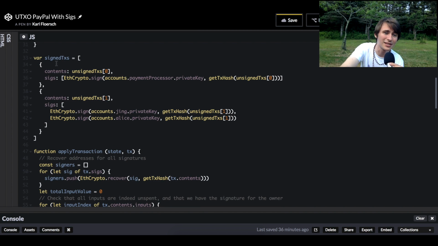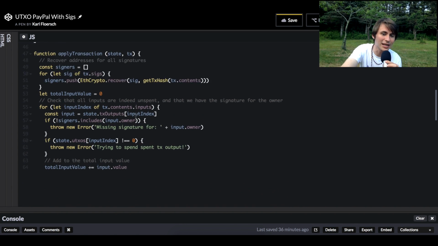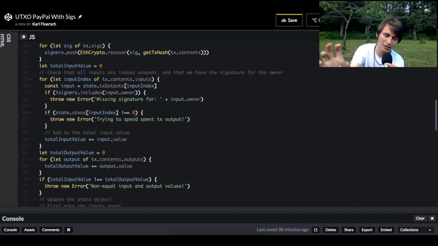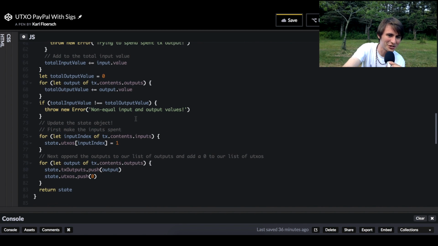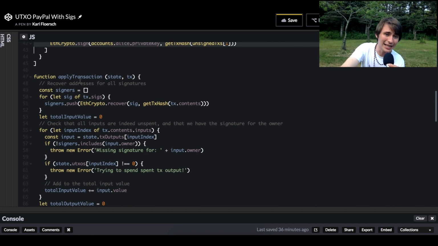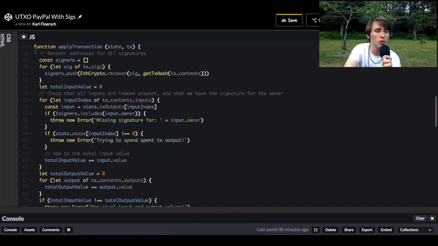And so if you look at this signed transactions list, we can notice that there's first the unsigned transaction number 1, there's just 1 signature. But for unsigned transaction number 2, there were 2 signatures. Jing and Alice were both agreeing to send their money to the payment processor. In our UTXO video, we saw that Jing and Alice were sending their money to the Build a Better Future Foundation. So now, in this apply transaction function, first we're going to recover all of the signers, and then we're going to add them into a list.